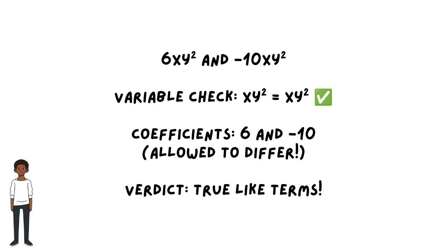So now let's look at an example that actually works: 6xy squared and negative 10xy squared. Let's run our check. Both terms have an x to the first power and a y squared. Because the variable parts match completely, these are genuine like terms. And because they are like terms, we are allowed to combine them.